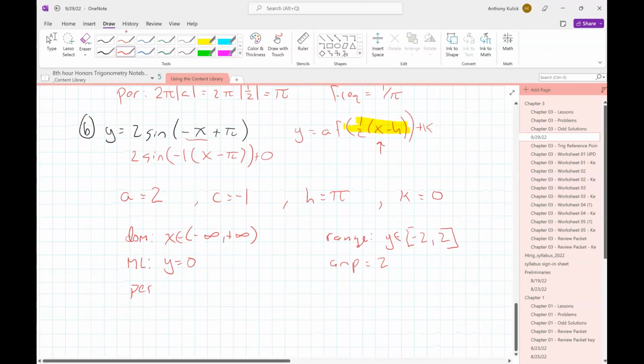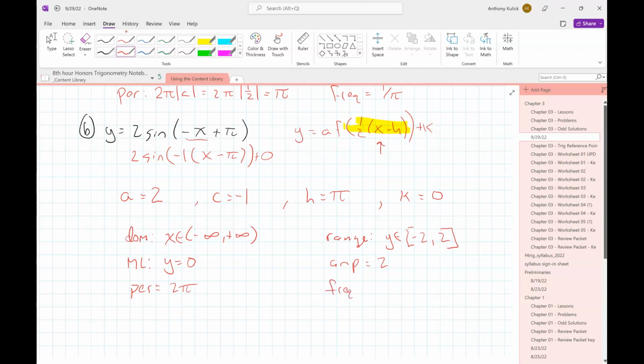The period is still just 2 pi, right? And so the frequency is 1 over 2 pi. Well, that was pretty easy, Mr. Kulak. Yeah, well, you can negotiate the tricky piece then. Should be pretty easy.